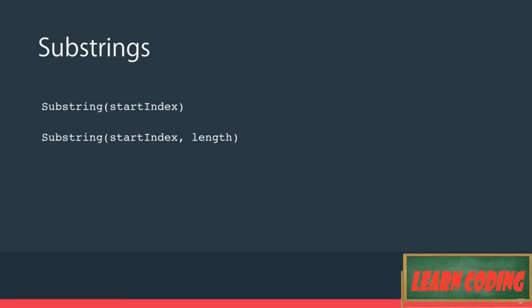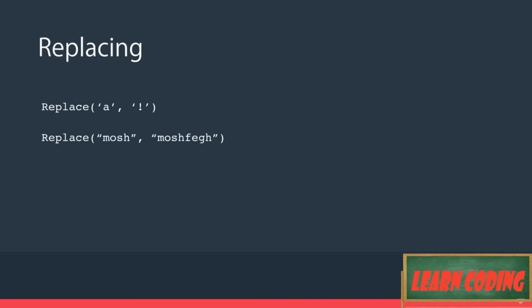If you want to create a substring from a given string, you use the Substring method. This method has a couple of overloads. One that takes a start index and then retrieves all the characters from that point onwards to the end of the string. The other overload takes a length argument to limit the number of characters to retrieve. If you want to replace a given character or a given substring in your string, you use the Replace method.